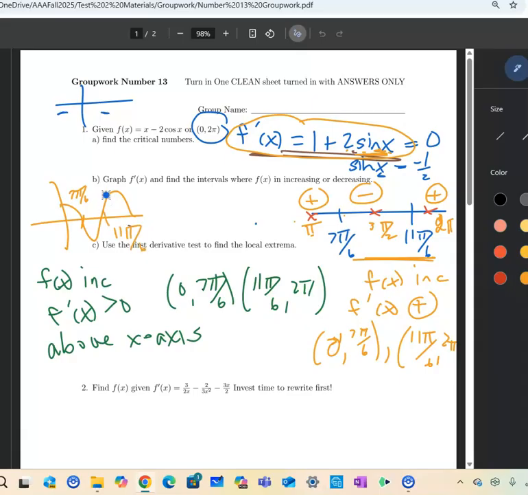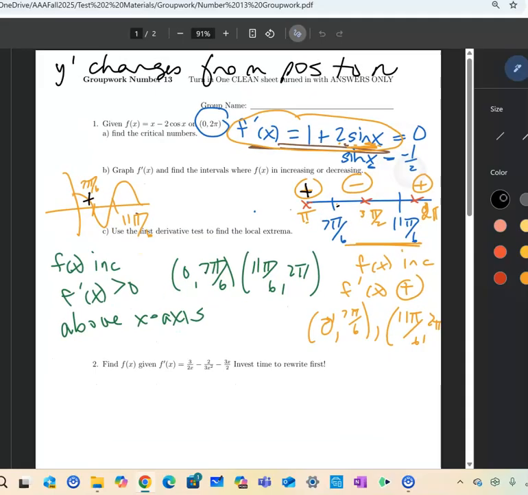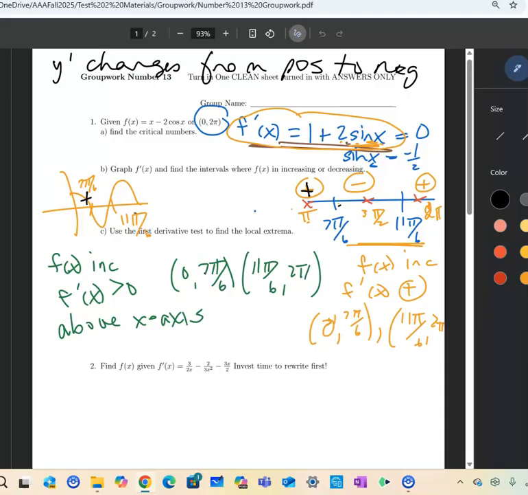If I'm looking before and after the critical number, because that's how the first derivative test works, right? I'm looking before 7 pi over 6, it's positive. So y prime changes from positive to negative, because after 7 pi over 6, it's negative. So therefore, the function must have gone from up to down, f of 7 pi over 6 is a local maximum.